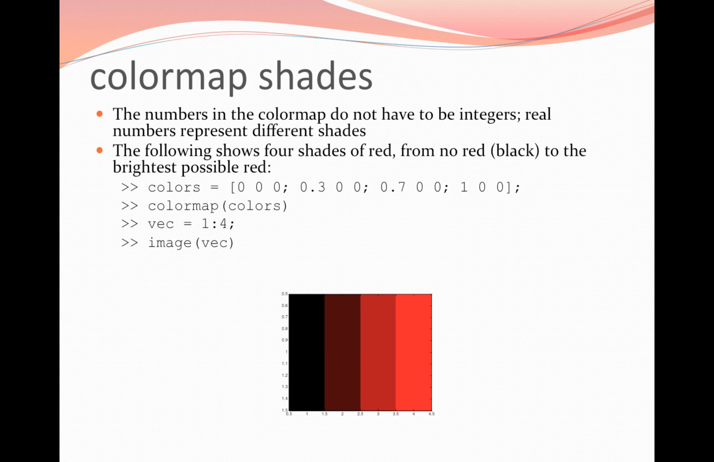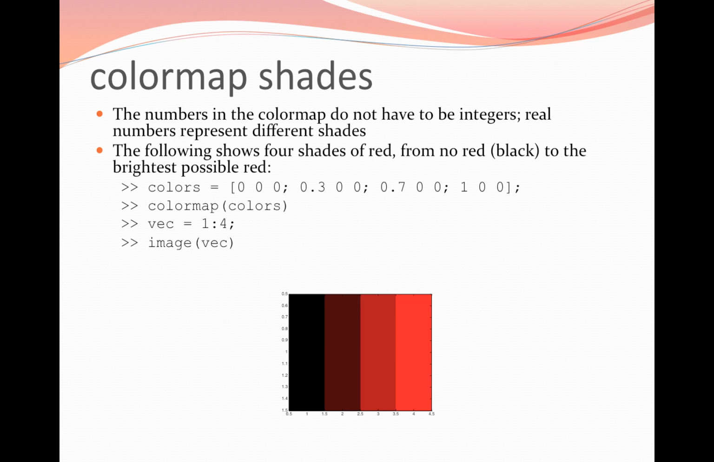One thing you can do is display different shades of a color. The numbers in the color map don't have to be integers, as we saw with the default color map jet. They can be real numbers representing different shades of a color, in the range from 0 to 1. So here's another color map matrix that I've created. In this case, it only has 4 colors. It's 4 by 3. The first color is black, and then the next 3 colors are different shades of red. I have 0 for the green component and 0 for the blue component in all cases. But for the red component I have 0, and then 0.3, and then 0.7, and then 1. So we're showing different shades of red.